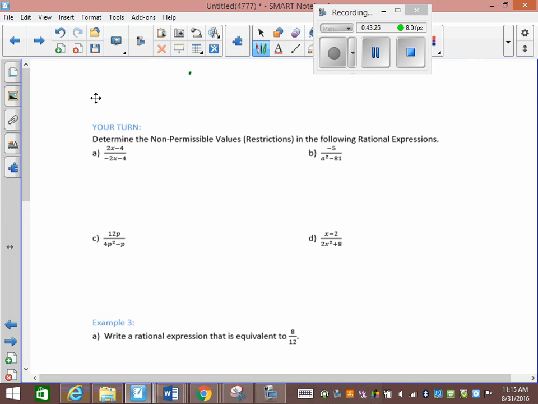This one I can take a negative 2 out. If I take a negative 2 out of negative 2x, I'm left with a positive x. If I take negative 2 out of negative 4, I'm actually left with a plus 2. Does this negative 2 get me an NPV? No, it doesn't have a variable attached to it. So that's golden. I need x plus 2 can't equal 0. So x can't equal negative 2 when you subtract it. That's the only NPV.